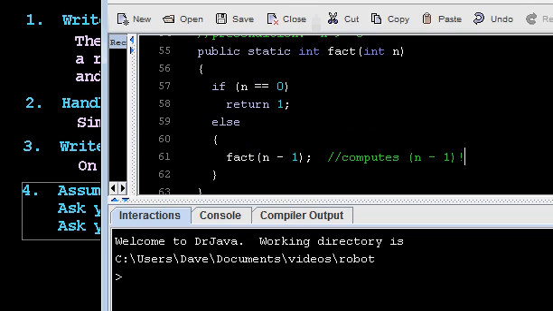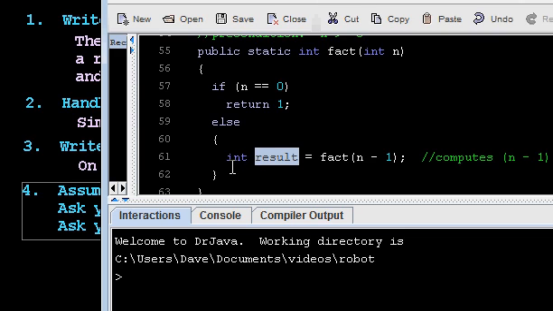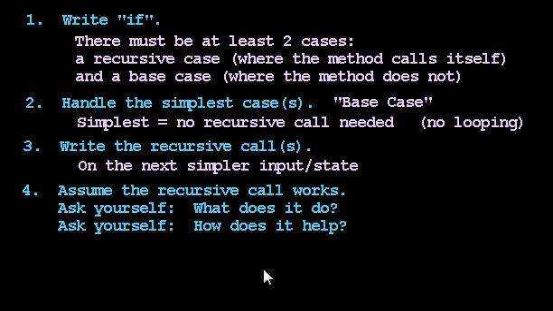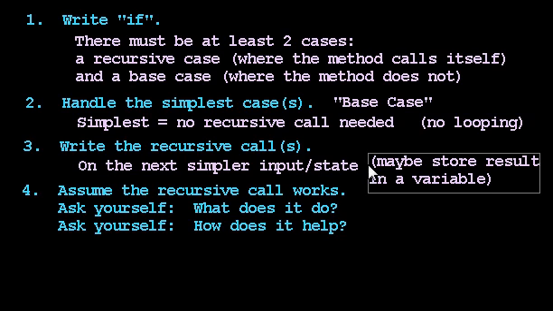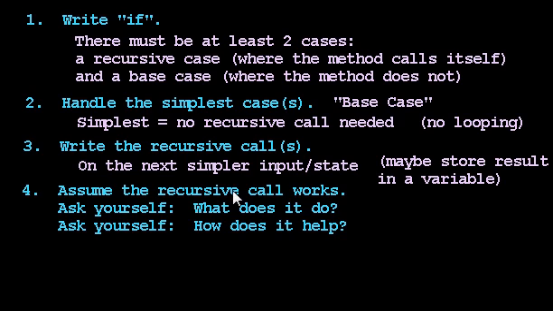One thing that I often find very useful is, if I'm making a recursive call and I know that call returns a value, and here I know I return an integer, I might store the return value in a variable. I like to call my value result if I can't think of anything better. So let's make a note here: maybe store the recursive call result in a variable.